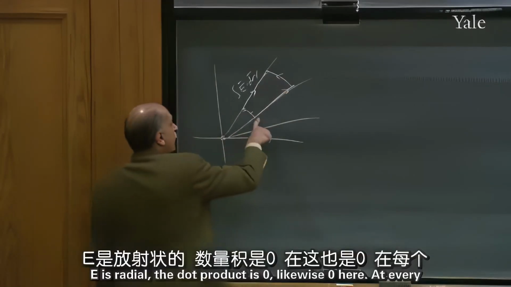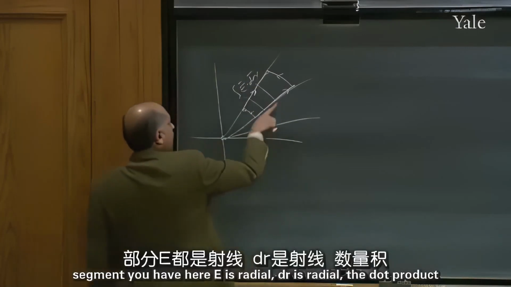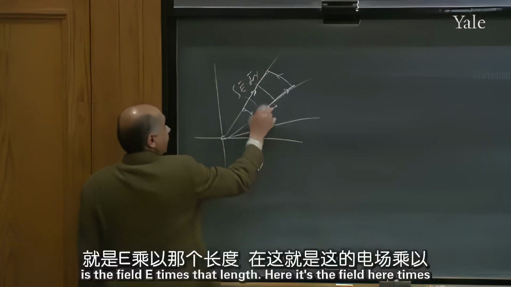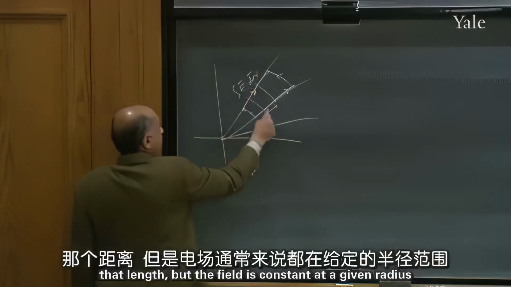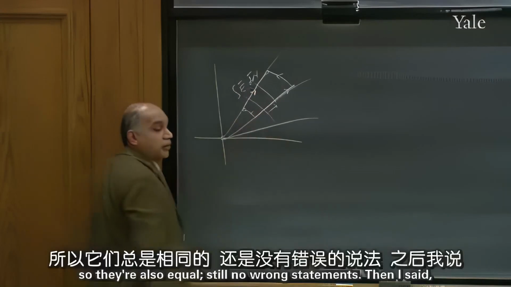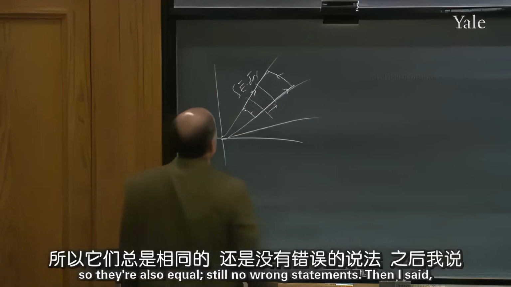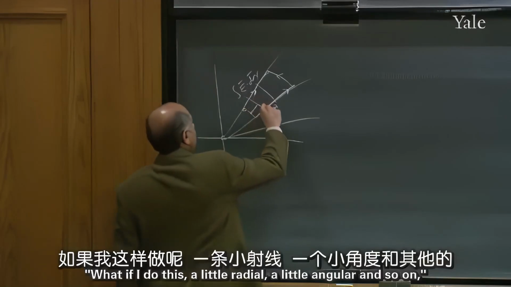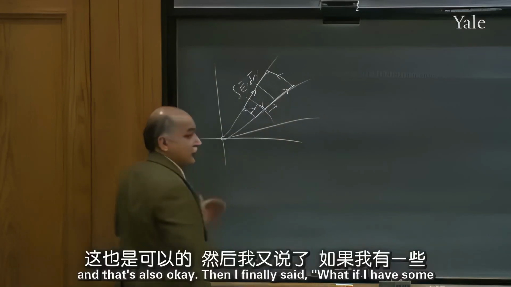Likewise, 0. Here, at every segment you have here, E is radial, dr is radial, the dot product is the field E times that length. Here is the field here times that length, but the field is constant at a given radius, so they're also equal. Still, no wrong statements. Then I said, what if I do this? A little radial, a little angular, and so on, and that's also okay.